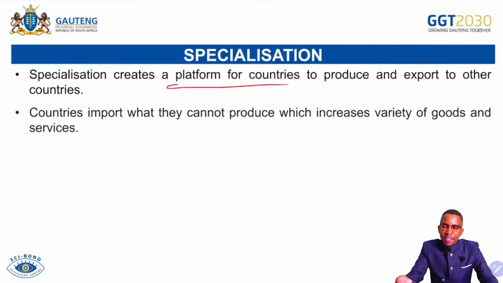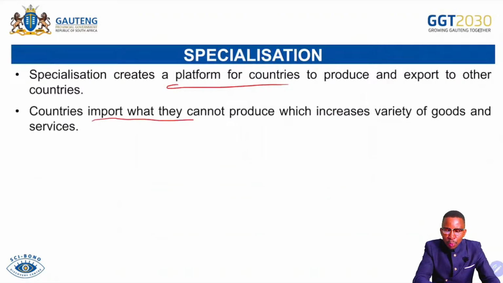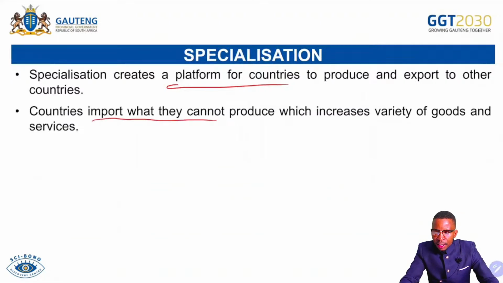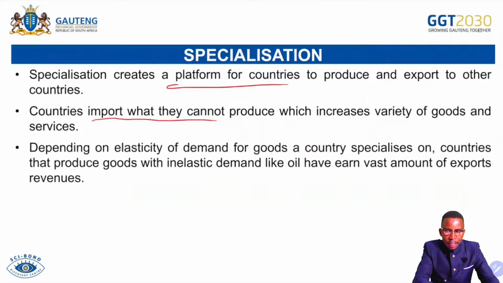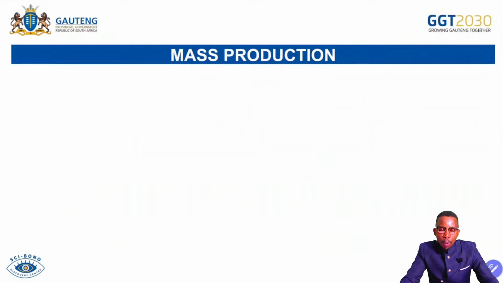So we have discussed specialization before to say it happens when the country has an advantage to produce the particular product at the lower cost and at the higher quantity than any other country in the world. Countries import what they cannot produce, which increases the variety of goods and services. So depending on elasticity of demand for goods and services, countries specialize. Countries that produce goods with an inelastic demand like oil have a vast amount of export revenue, so they earn more money in terms of exported oil.